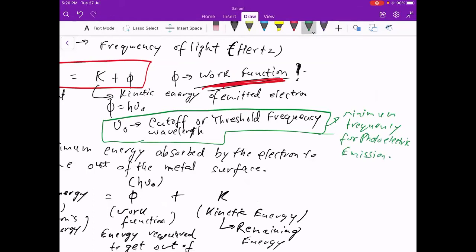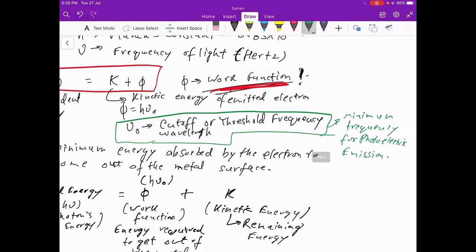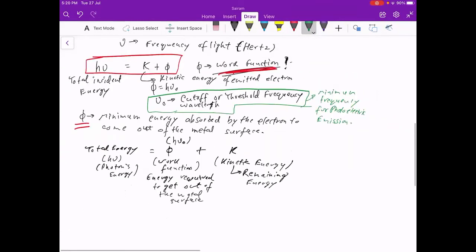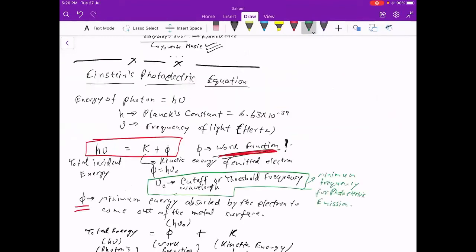Do you understand? A lot of things here. Good. So anyway, you can just remember this one equation, h nu equal to K plus phi. h nu is the total energy, K is the remaining energy after it has already given phi energy to the metal just to come out. That is the whole story in just a small line. Just 4 letters can tell you the whole story actually, once you understand it properly.